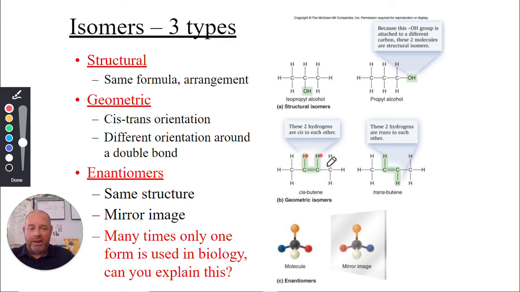And so that's how you know if it's a cis or a trans orientation, depending on if the molecules off of that double bond are going to be on the same side or on a different side. Generally, geometric ones do have to do with the double bond, so you can pick that out by looking at the double bond in the molecule. Enantiomer, same structure, but mirror images, kind of like a left-hand, right-hand thing. But a lot of times in biology, only one form is used.